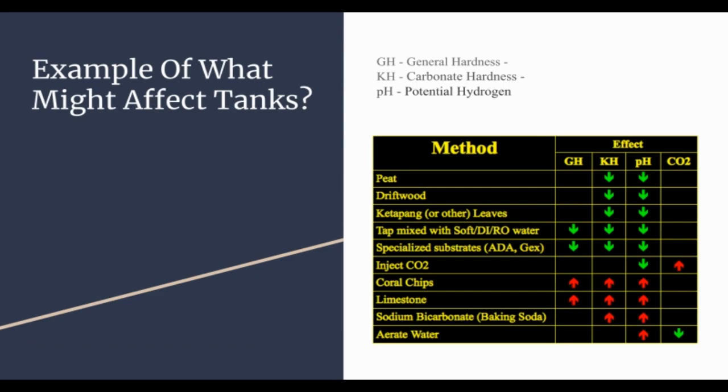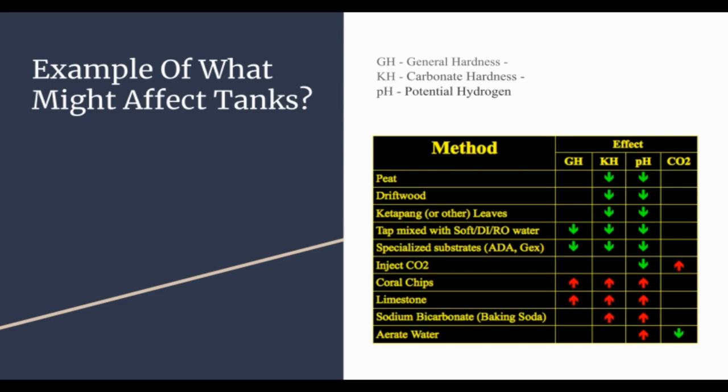Now, GH, general hardness, is not a huge deal. Carbonate hardness is a little different. Carbonate hardness affects the GH. You're like, what is that, Scott? You need to look it up. But basically, carbonate hardness directly affects GH, which kind of directly affects pH, if it makes sense.